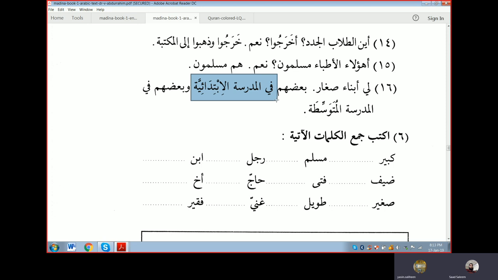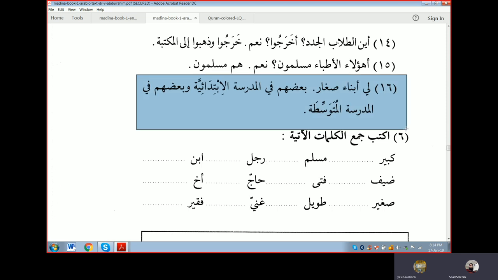Wa ba'duhum fil madrasatil mutawassita. You see this vowel is written under the shadda, so this is kasra. Mutawassita. So it's saying, I have small sons.